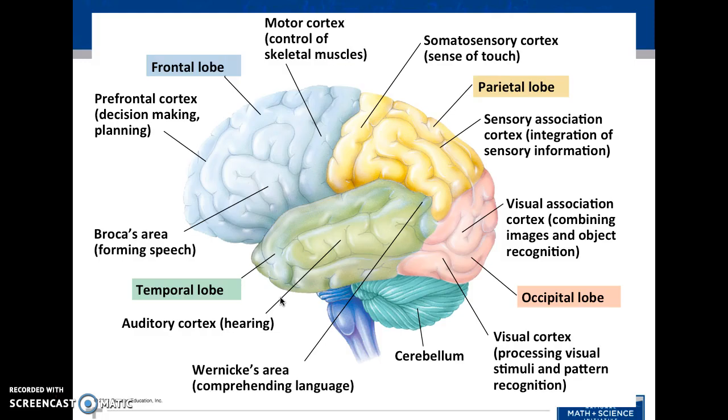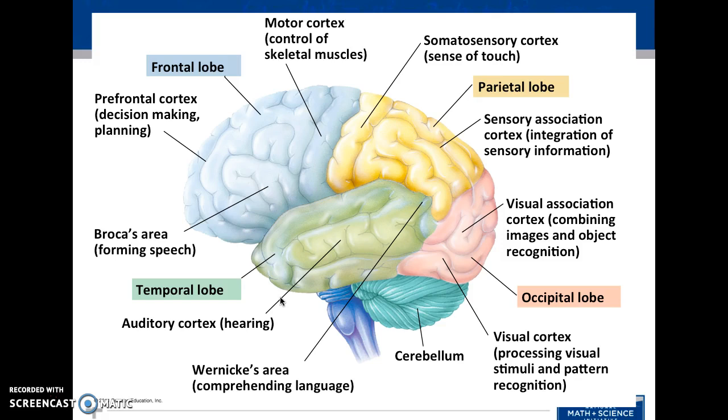Our cortex, or the kind of sensory processing area, is divided into lobes. We've got our frontal lobe, which is decision-making and planning. We have the very back of the frontal lobe, which is the motor cortex, which actually controls our movements. This is why if someone is drinking or under the influence, it not only influences their decision-making, but also their motor control. It's because the frontal lobe is impacted completely.